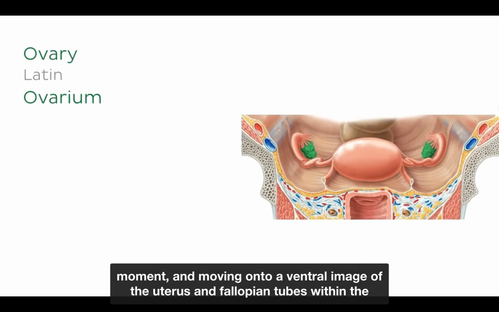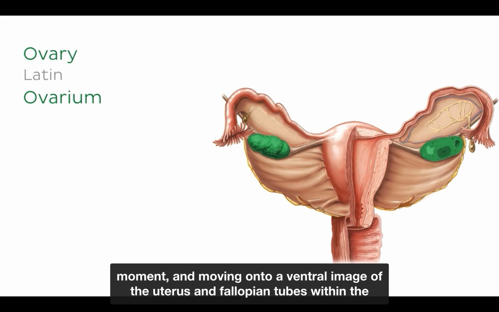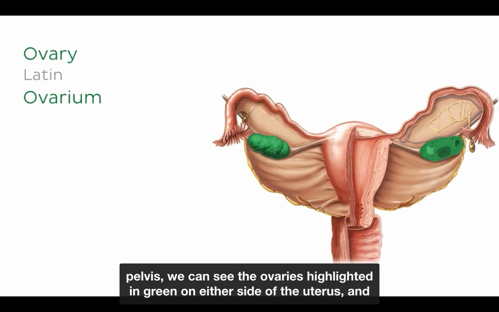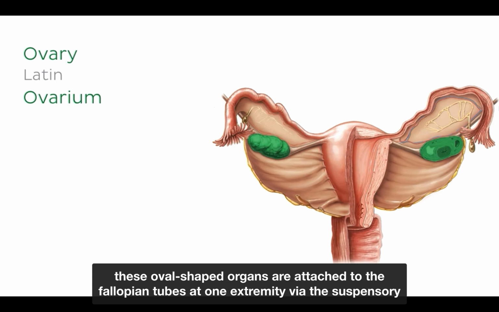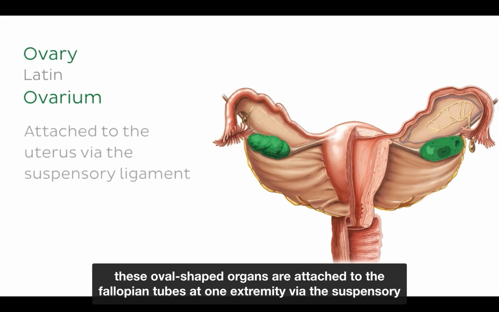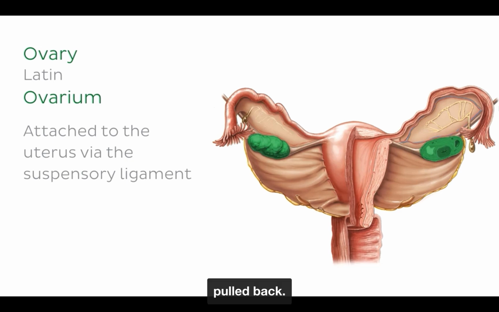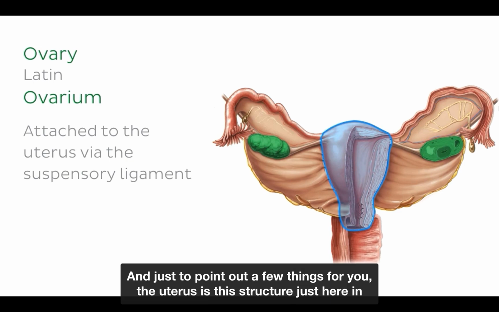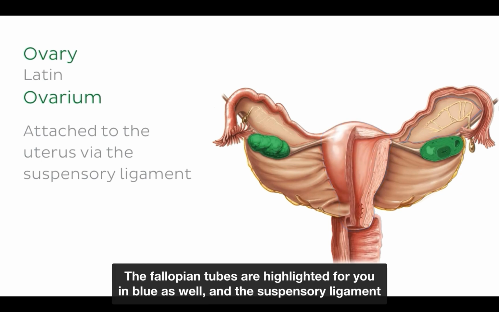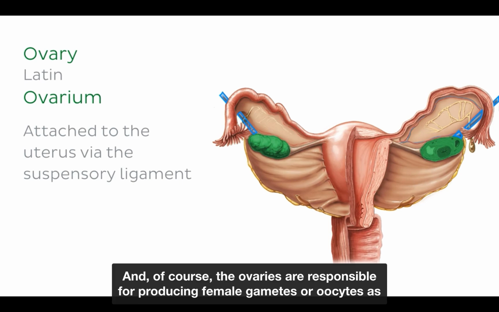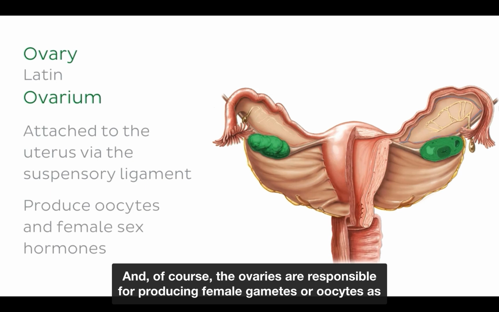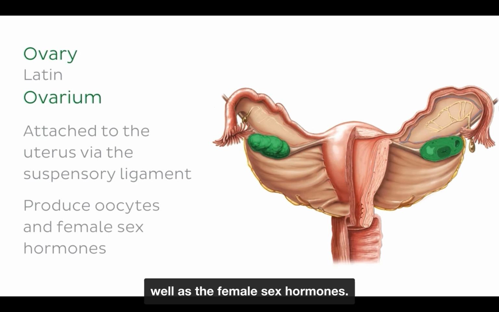So let's come back to our image of the anatomical female, as we're done with the male for the moment. And moving on to a ventral image of the uterus and fallopian tubes within the pelvis, you can see the ovaries highlighted in green on either side of the uterus. And these oval-shaped organs are attached to the fallopian tubes at one extremity via the suspensory ligament of the ovary. And you can see this more clearly in this image with the uterus pulled back. And just to point out a few things for you, the uterus is this structure just here in blue. The fallopian tubes are highlighted for you in blue as well. And the suspensory ligament is highlighted for you in blue. And of course, the ovaries are responsible for producing female gametes or oocytes, as well as the female sex hormones.